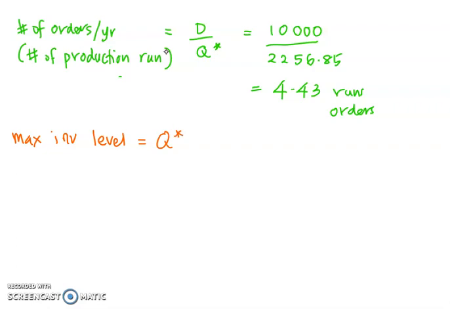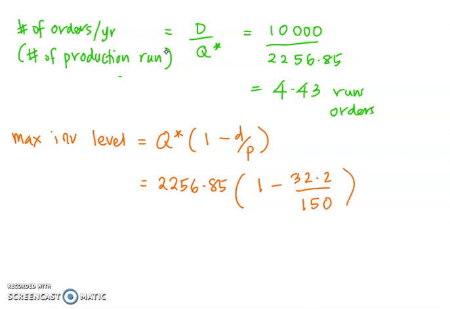Okay, and next one, the question asks you to find the maximum inventory level. Q times 1 minus D over P. The Q optimal is 2256.85, times 1 minus the daily demand rate, which is 32.2, the one that we have calculated earlier, over the production rate, which is 150. That goes to 1772.38, or we can say 1772.